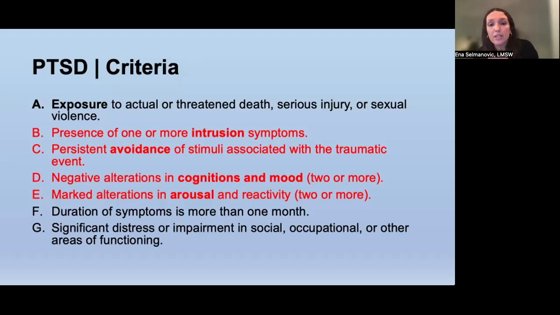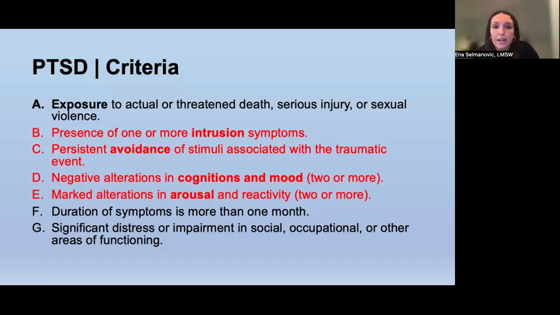Or another way this can manifest is psychological or physiological reactions to internal or external cues that symbolize or resemble an aspect of the traumatic event. So something that is associated with the traumatic event. Let's say an individual experienced a traumatic event inside a car with red seats. Let's say they get into a car with red seats and they begin maybe having a panic attack. So that would be a physiological reaction to a cue that reminds them of the event.